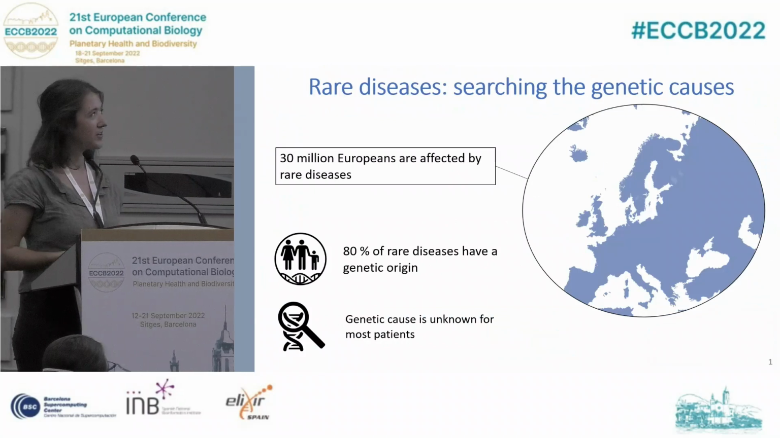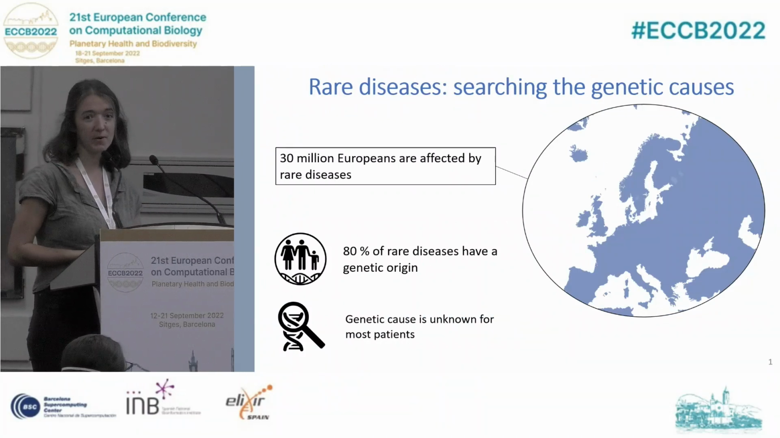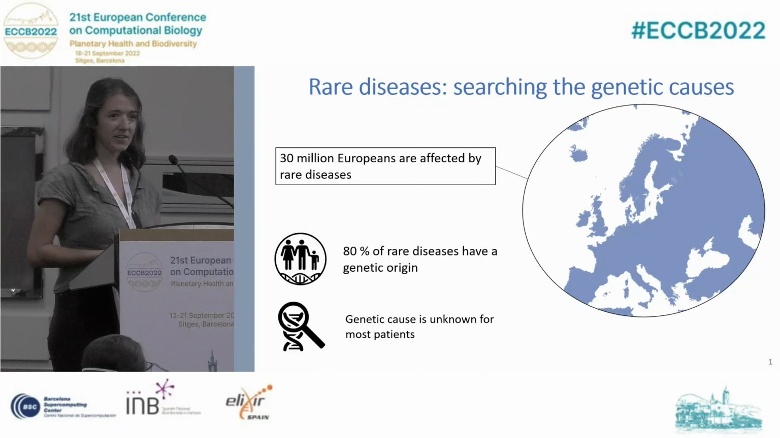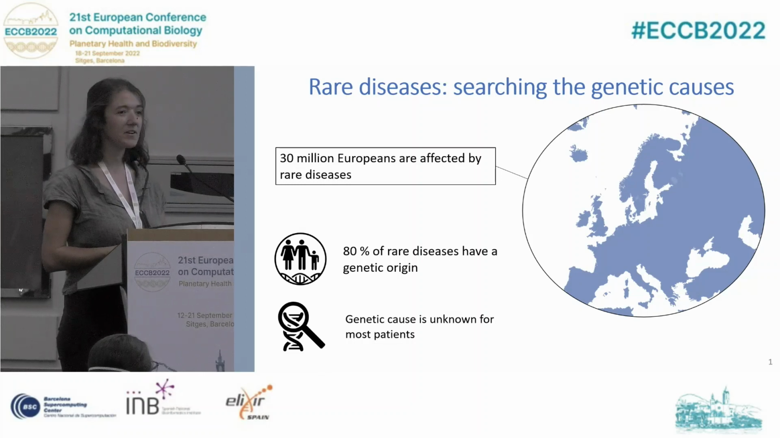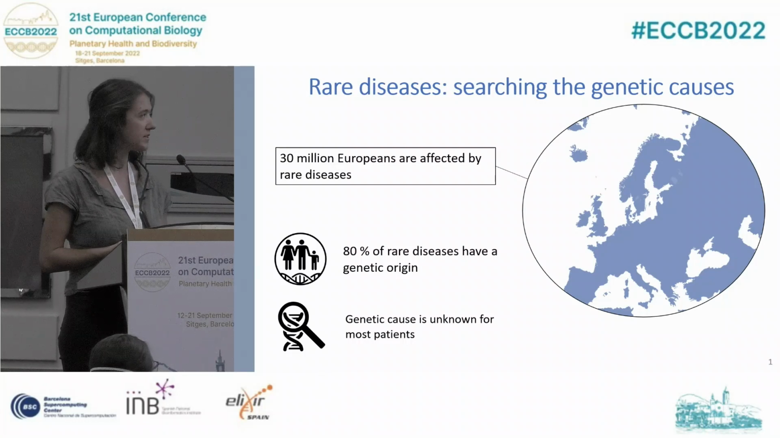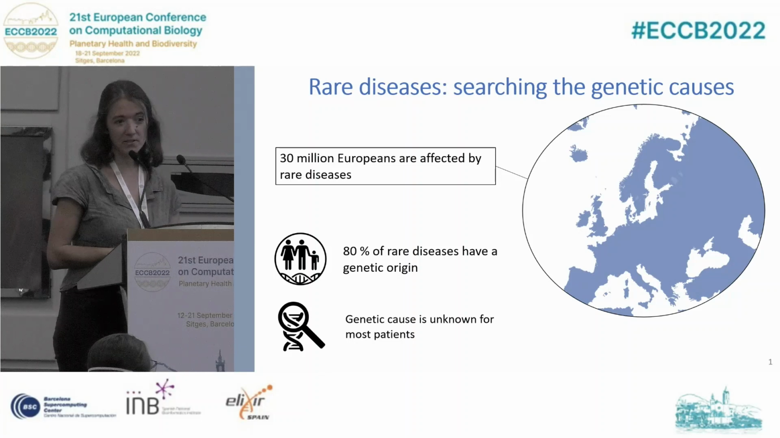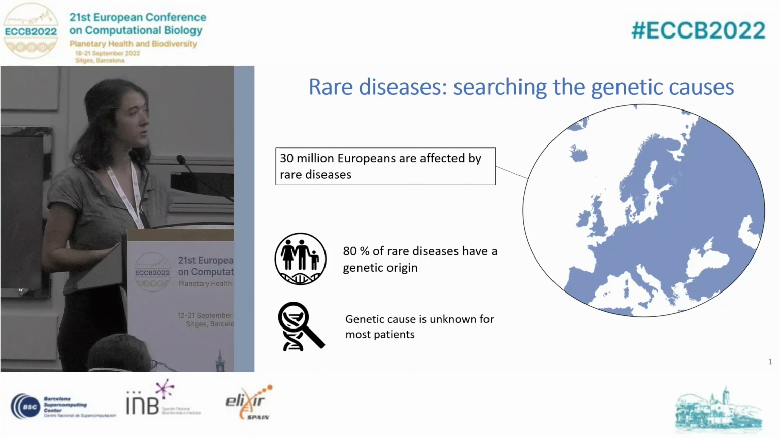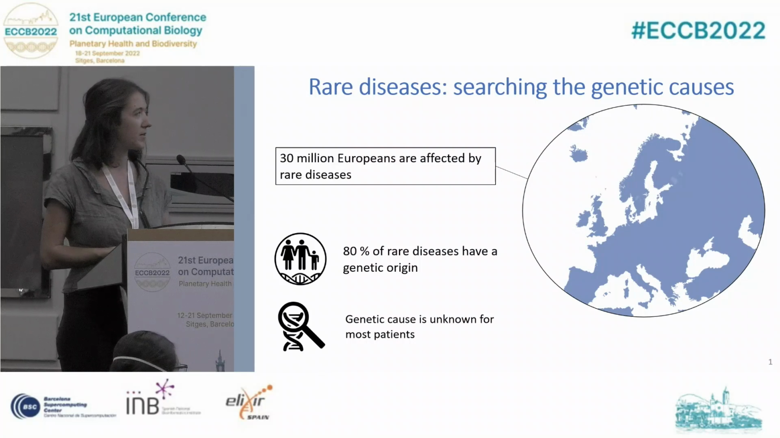So in Europe alone, 30 million people are affected by rare diseases. These diseases are usually very severe, and the large majority of them have been shown to have a genetic origin. And better understanding this genetic origin can help improve the diagnosis of the patients, but also help develop new treatments for this disease. However, the genetic cause remains unknown for the majority of patients due to different problems with phenotypic variability, genetic heterogeneity of diseases, as well as incomplete penetrance of mutations.